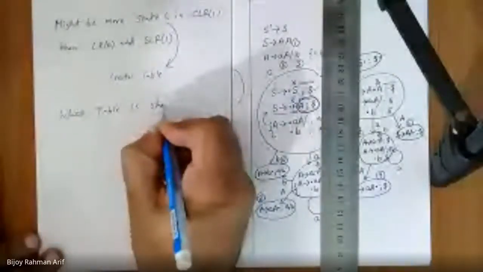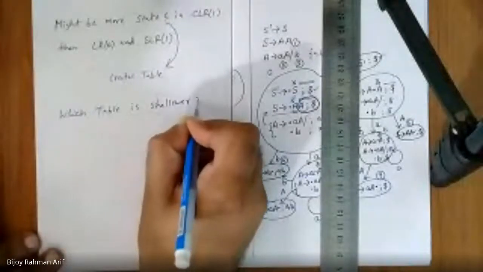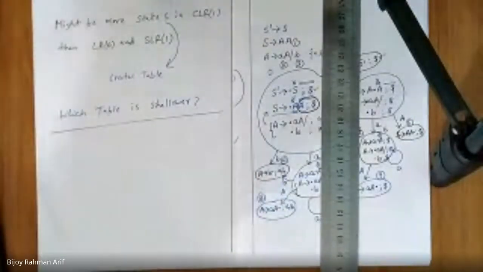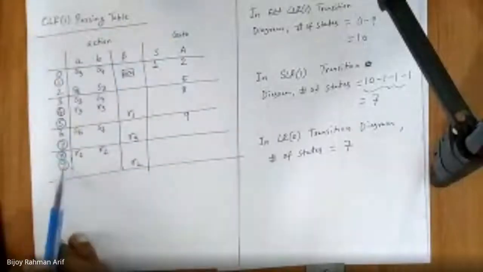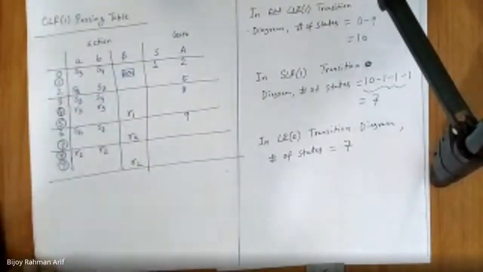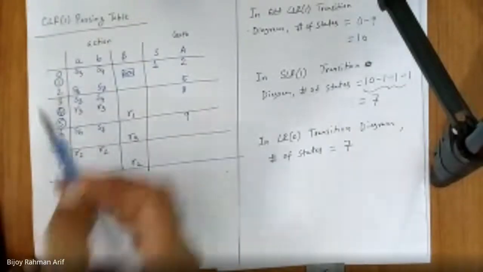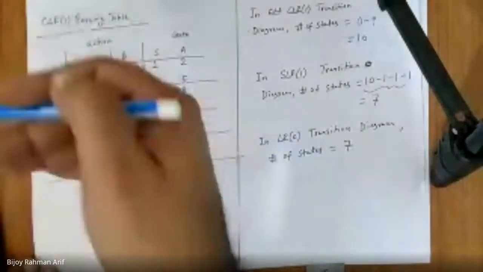Shallow. What is the meaning of shallow? Think a little bit, then answer. Not very deep. More blank entries. Yes, good. In the CLR1 table, there are nine states. In SLR1 or LR0, there are 7 states. So CLR1 has more rows.